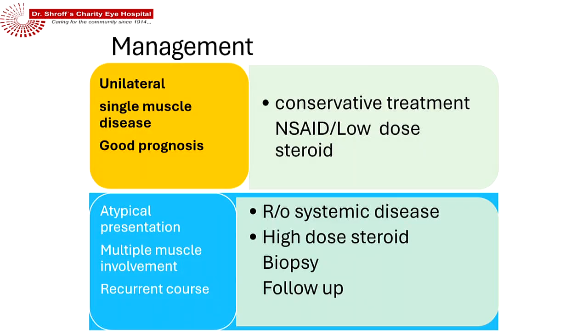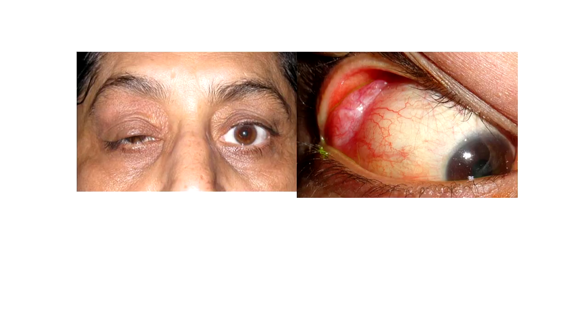How do you manage a myositis? If it's a unilateral disease, the first episode, usually there's a good prognosis, and conservative treatment is enough, either with a non-steroidal anti-inflammatory, depending on the severity, or with steroid. But if it's an atypical presentation with multiple muscle involvement or a recurrent course, it's best to do a biopsy, rule out any systemic involvement, and treat the patient accordingly.